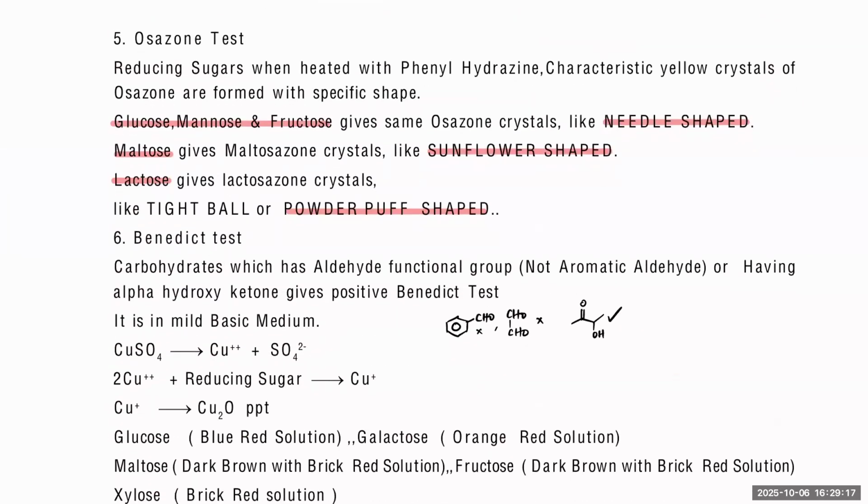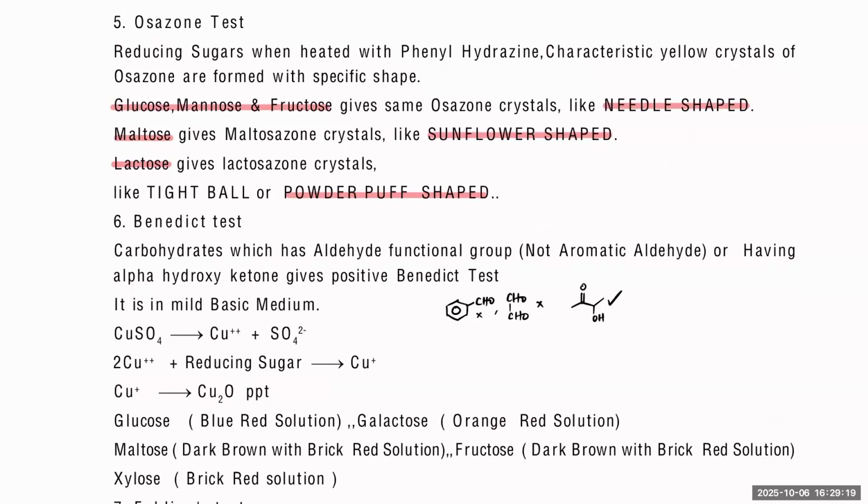Right. Bial's test is not there for you. Next, osazone test. Osazone is something which we learned already in carbohydrates. Let me just repeat it. Basically, glucose, mannose, fructose, these three will have the same structure from the third carbon onwards. The differential part is only about the first and second carbon, correct? And osazone mainly forms at the first and second carbon. Glucose, mannose, fructose will form the same osazone. It will be needle shaped, so you cannot differentiate glucose, mannose, and fructose.